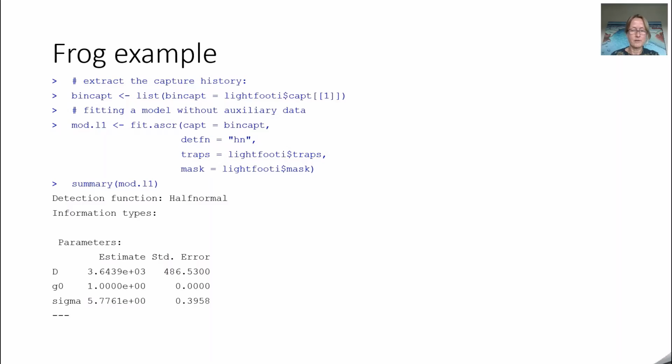We use the summary function to get the parameter estimates. First, the output tells us what detection model it used. We can see the half-normal model was used, which we asked for. And again, we're presented with estimates for the 3 model parameters, density, g0, and sigma. We can see that the estimate of g0 was 1, which means that all calls at the detector were detected with certainty.